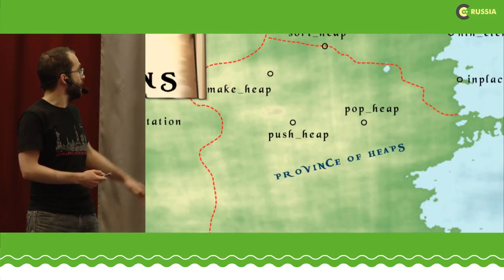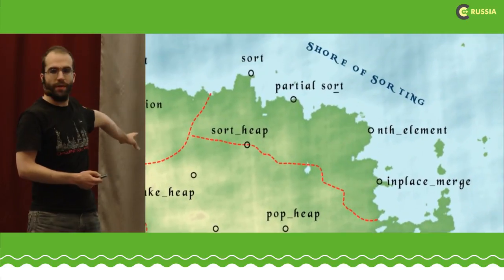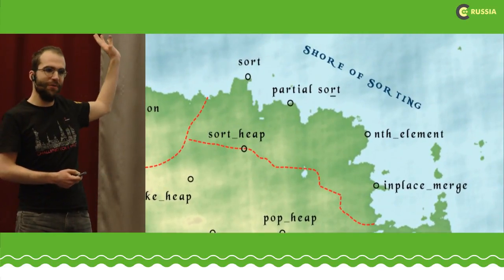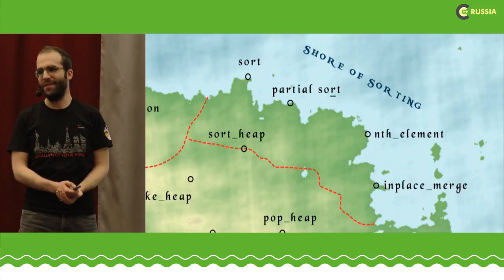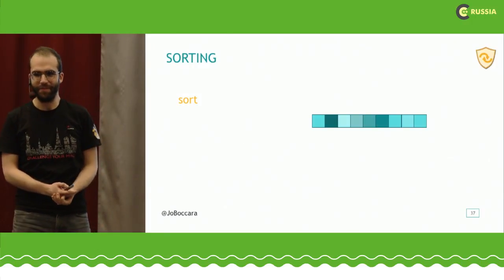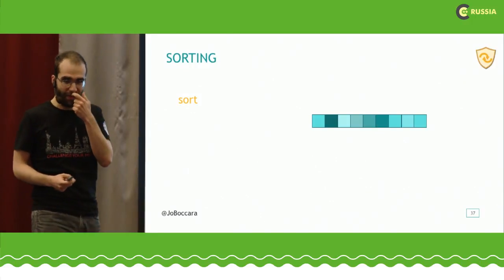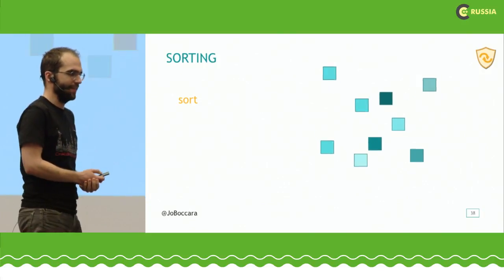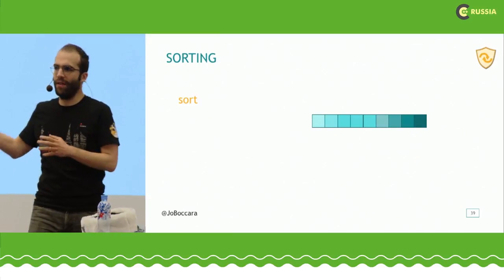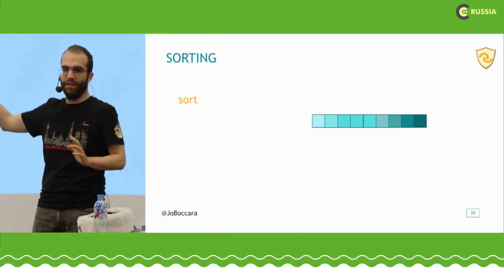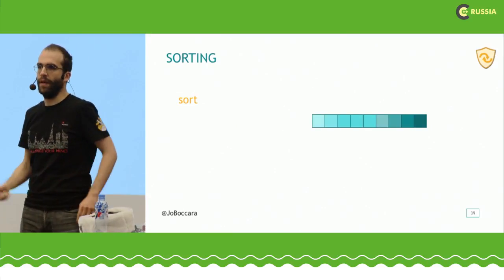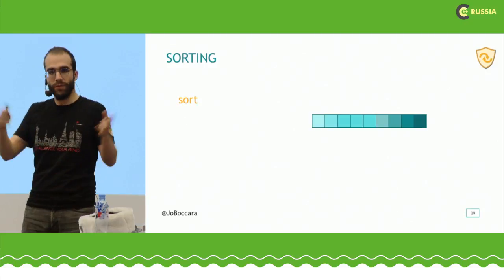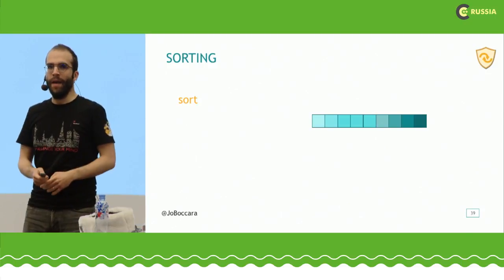Sort heap lives at the border between the region of heaps and the shore of sorting, and that brings us to sorting in C++ with the STL. So how do we sort stuff in C++? Well, the simplest way, at least the one that takes the fewest characters, is std::sort. Every algorithm in that presentation is in the std namespace. I didn't write it every time, but that's std::sort. That just sorts a collection, right? Now, there's much more to it than that.